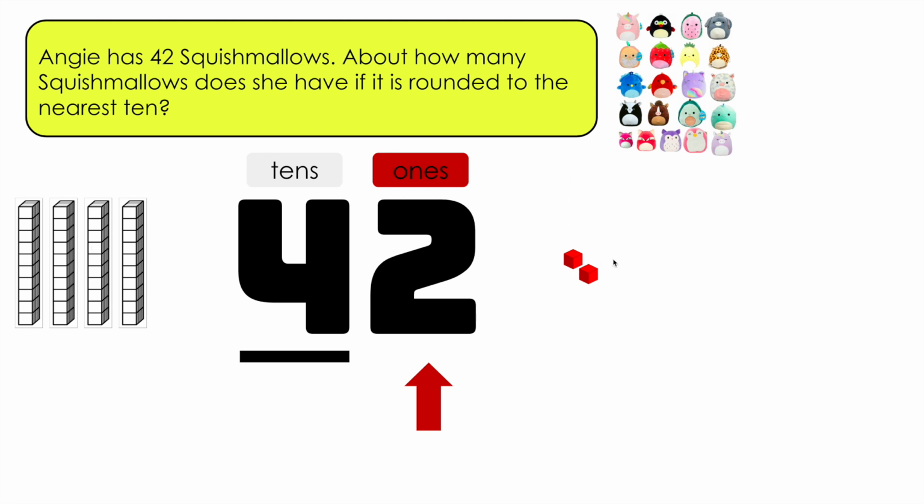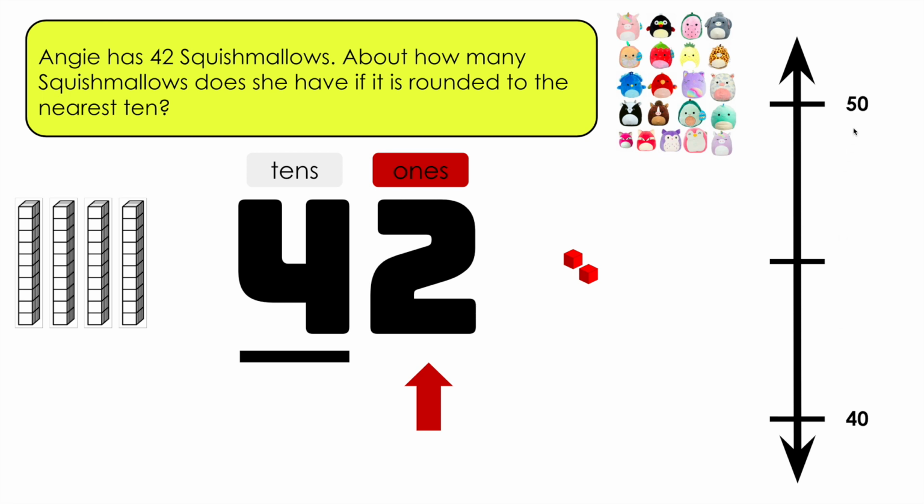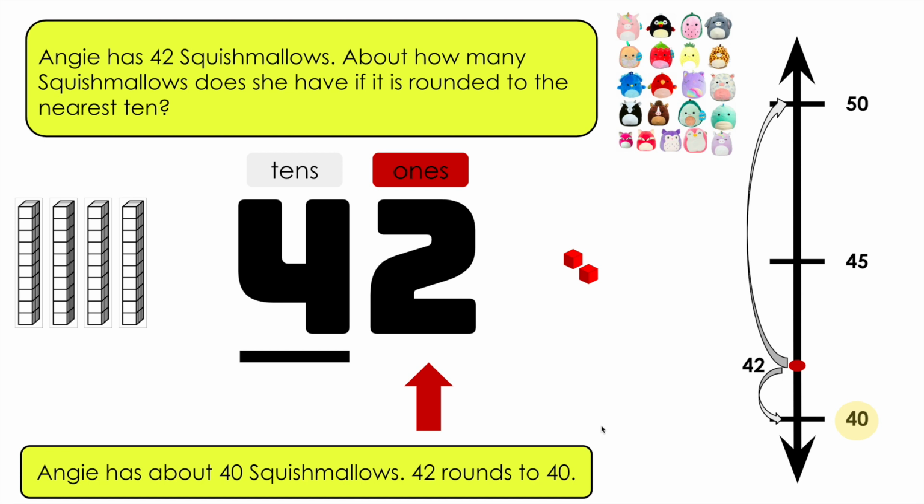Let's take a look at a number line. We have 40, 50. Halfway between 40 and 50 is 45. We know 42 is about here. We notice that we need 8 more ones to get to 50 and only 2 ones to be at 40. That means that 42 rounds to 40, and Angie has about 40 Squishmallows.